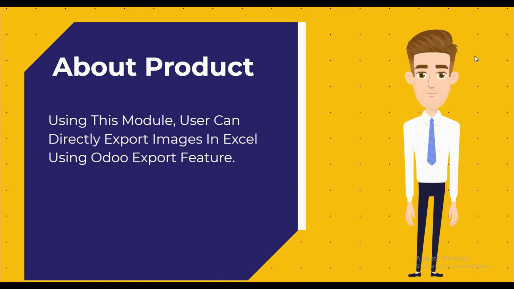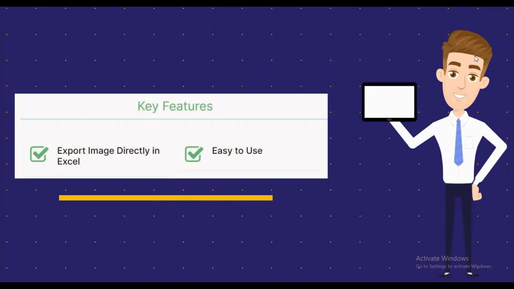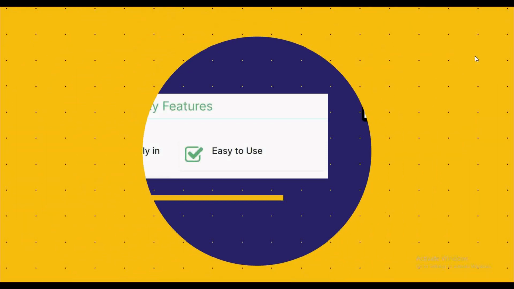The user needs to use the basic export feature of Odoo, and this application will help the user in exporting the product images to Excel. The key features are exporting images directly in Excel and ease of use.